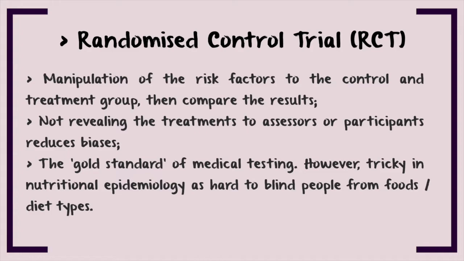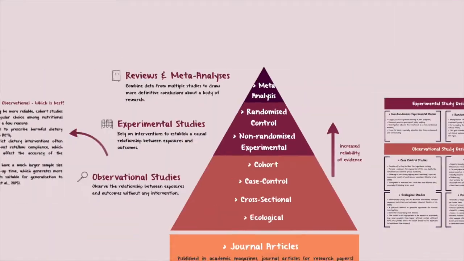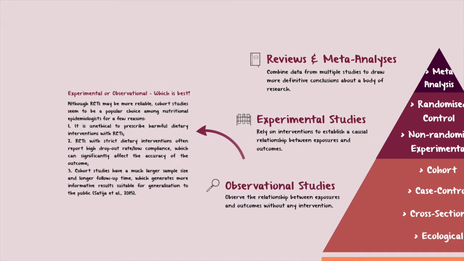However, in terms of nutritional epidemiology, it can be tricky. For example, in most of the drug testing, participants can be successfully blinded towards the treatment as everything is packed into a pill, while dietary intervention is usually in the form of food. Participants are likely to report based on pre-existing knowledge about the food. Observational studies tend to let the condition develop without any interventions, while experimental studies rely on intervention to establish a causal relationship. Although randomized controlled trials may be more reliable, cohort studies seem to be a popular choice among nutritional epidemiologists for a few reasons.